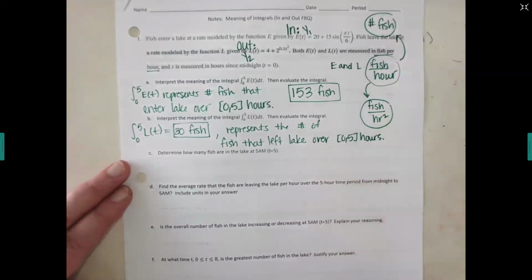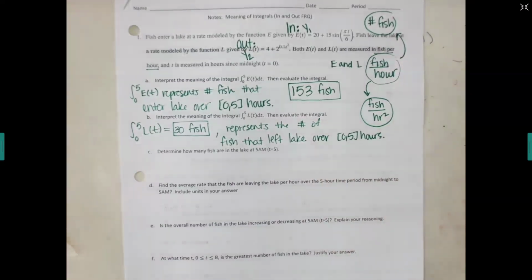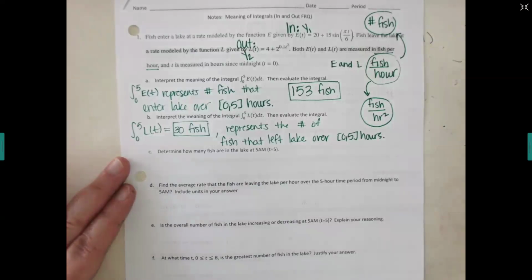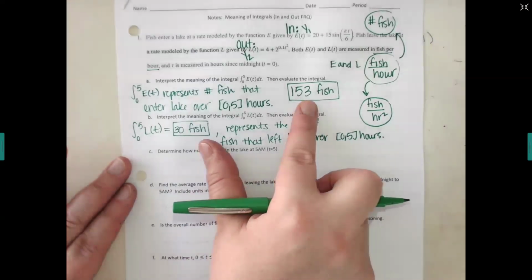Okay, and then when I say include units, you're measuring in fish, and your time is measured in hours. So those would be the units that we'd be talking about. Okay, next part says, well, how many fish are in the lake? Well, remember, we had 153 fish go in. We had 30 fish go out. How many fish would actually be in the lake then? What would we do with these two numbers?